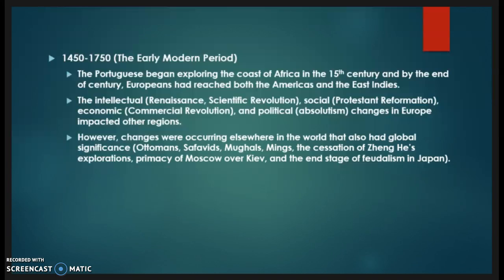From 1450 to 1750, world history enters into what's known as the early modern period. During this time, there's a significant shift in which China begins to lose its power as the world's dominant power and is replaced by Europe. The Portuguese began exploring the coast of Africa in the 15th century, and by the end of the century, Europeans had reached both the Americas and the East Indies. Instead of painting their faces blue, wearing scratchy wool, and living in mud huts, Europe experienced intellectual, social, economic, and political revolutions that not only shook its own foundation, but impacted other regions as well.